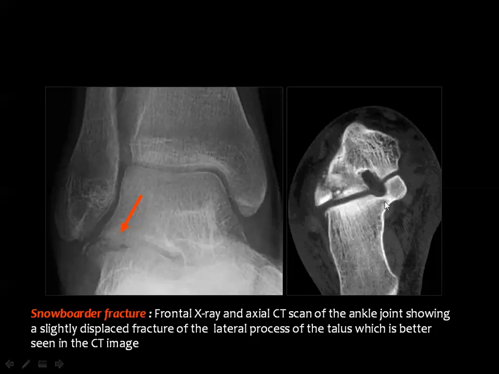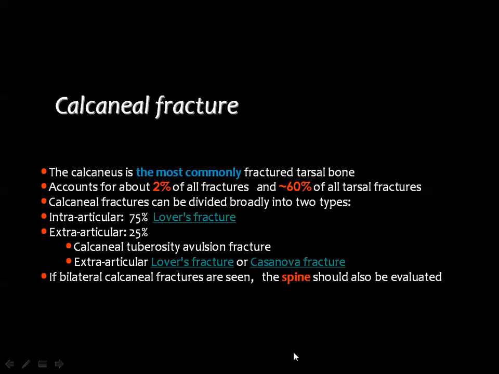This is the sustentaculum tali, which looks medially. Then this is the lateral process of the talus, which is fractured. Then we came to the calcanean fractures, and the calcaneus is the most commonly fractured tarsal bone. It accounts for about 2% of the fractures and 60% of all tarsal bone fractures.